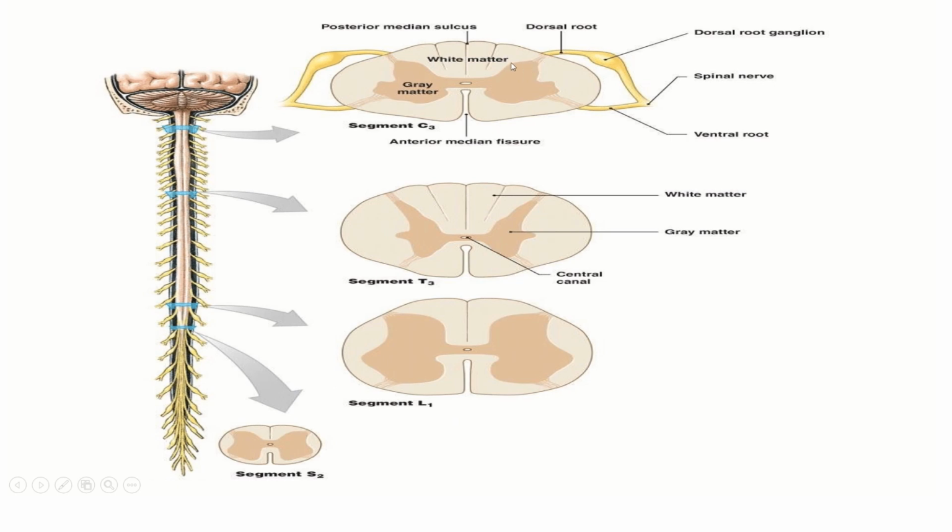So in the cervical region, only the ventral horn is bulbous. In the thoracic region, both dorsal and ventral horns are slender, and even the lateral horn is present. In the lumbar and sacral regions, both dorsal and ventral horns are bulbous. So this finishes the histology of the spinal cord.